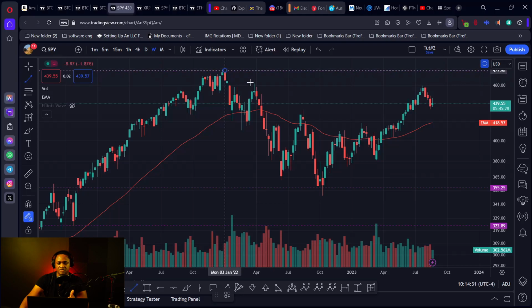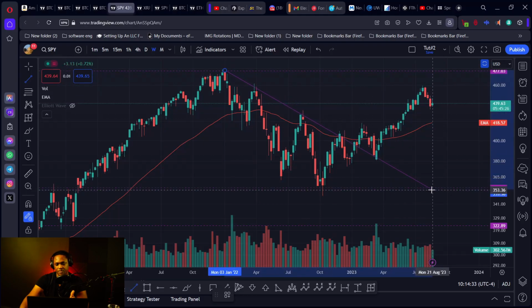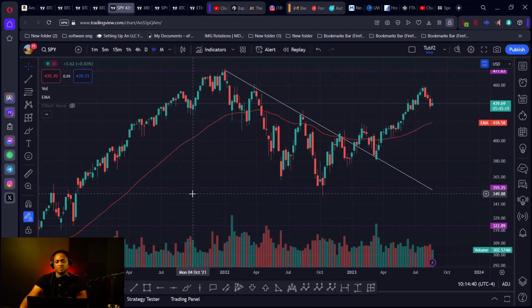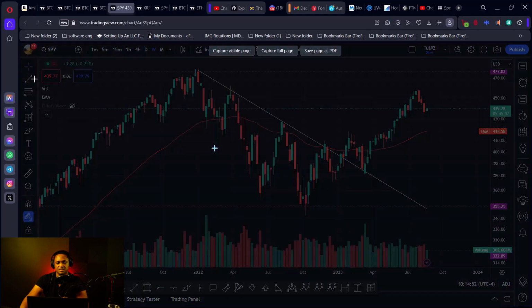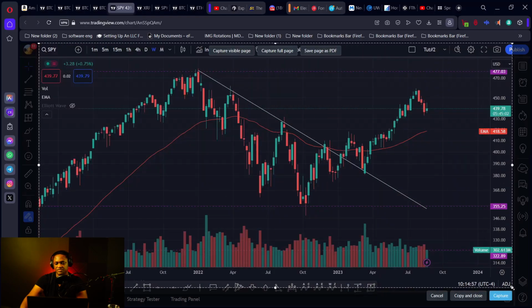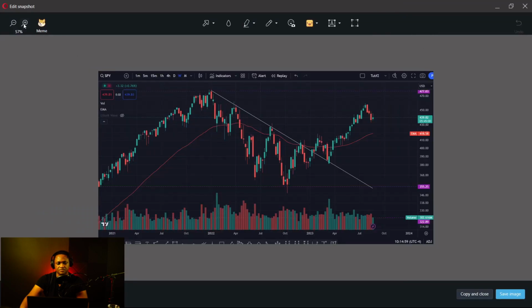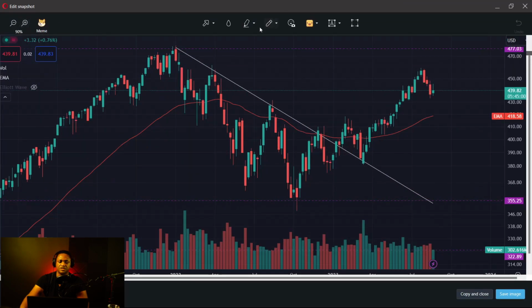So the first thing is that trend line. This is a downtrend line, and that was the downtrend line of the 2022 bear market. We had a bear market in 2022, and that was the most important weekly downtrend line on the SPY. And this is a downtrend line that you need to place and study carefully, because I'm gonna open that. Let's go ahead and pay attention to that.